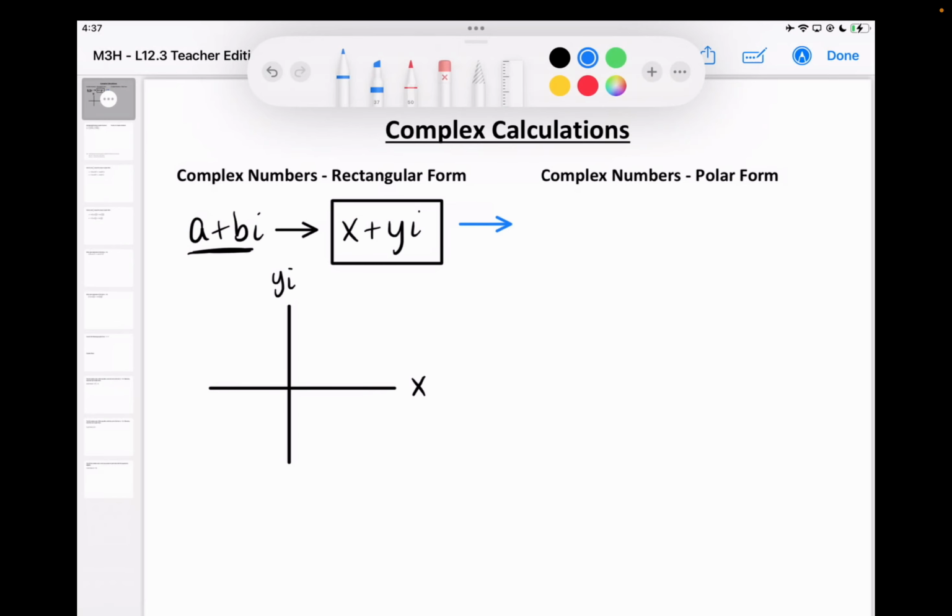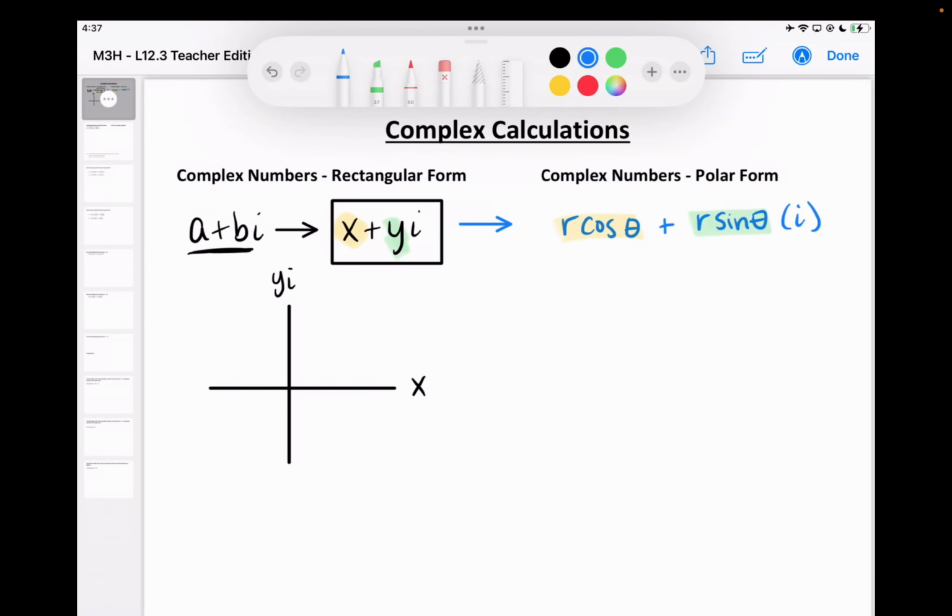So our x value, if you remember in polar form, is equivalent to r times cosine of theta, while our y value is equivalent to r sine of theta. And we're multiplying that by i. I'm going to clean that up in a bit. So this is my x value. This is my y value.